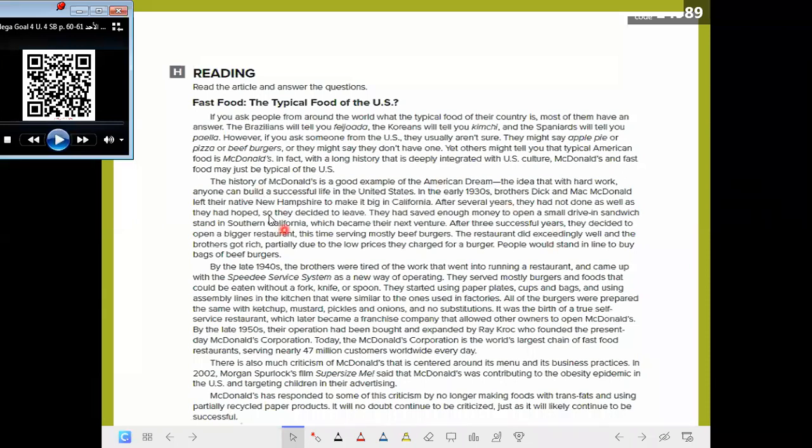When you read, you told us that there is a New Hampshire. What does this word mean? Hampshire. What does it mean?